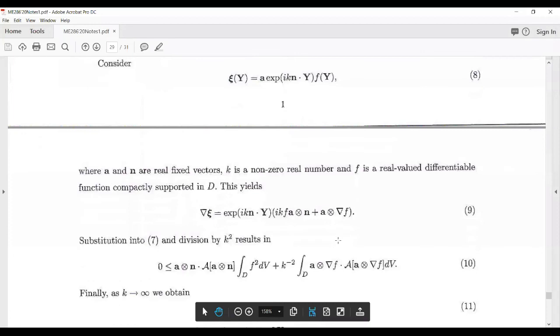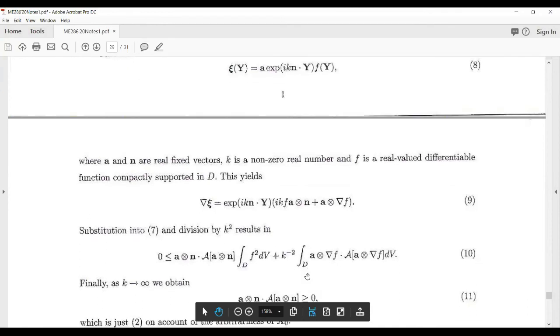And what you get, to take the resulting inequality and say divide it by the number k squared. A, remember, was evaluated as a quantity only associated with a fixed point x naught, so it comes outside the integral. A and n were fixed vectors, so those come outside also. You are then left with the integral of f squared. Dividing the whole inequality by k squared gives you this k to the minus 2 times what's left over. You can't bring this outside the integral because f is a function of y, which varies over the domain D.